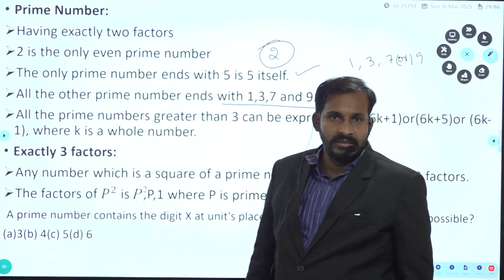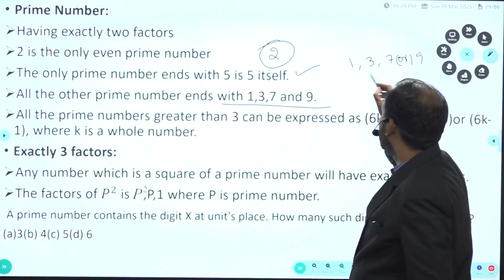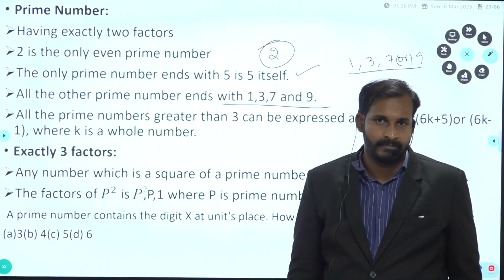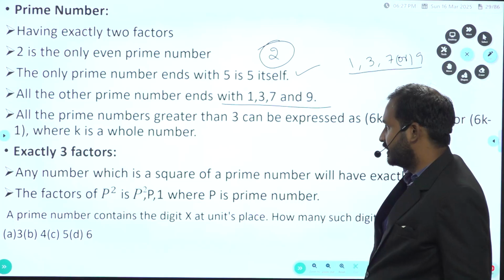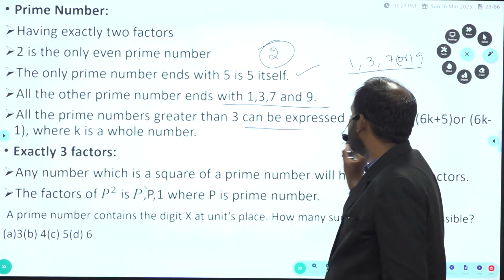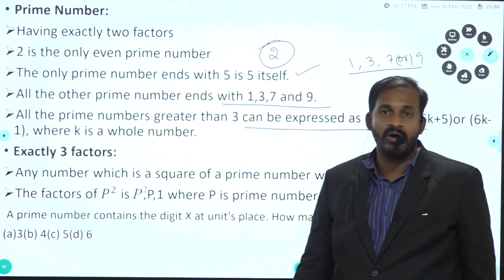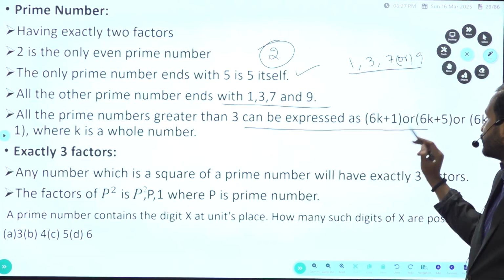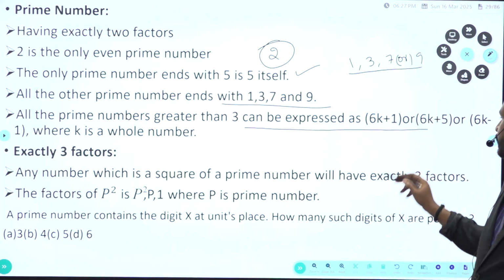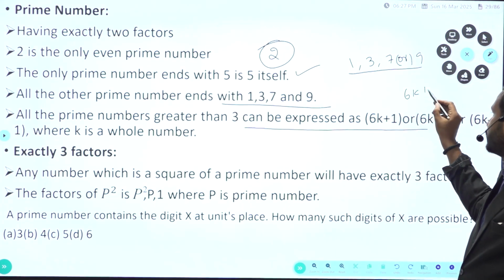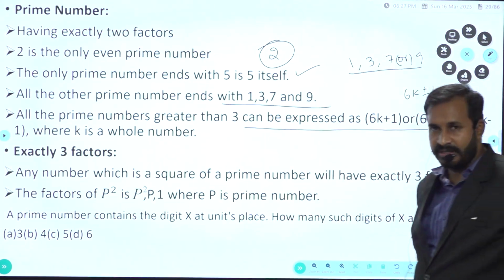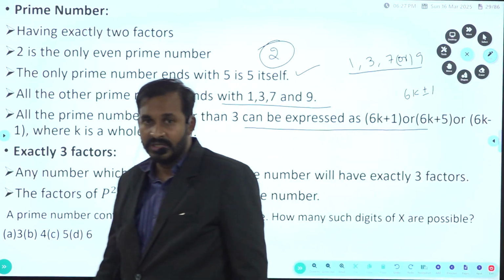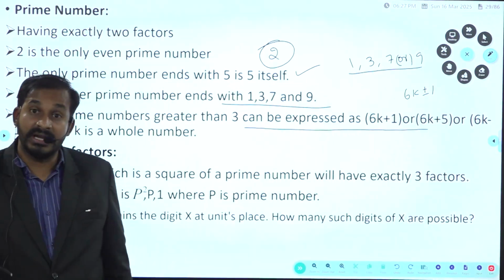Okay. Actually here we will have all the odd numbers except 5. Next, all the prime numbers greater than 3 can be expressed as 6k plus or minus 1, or 6k plus 5. So all the prime numbers greater than 3.